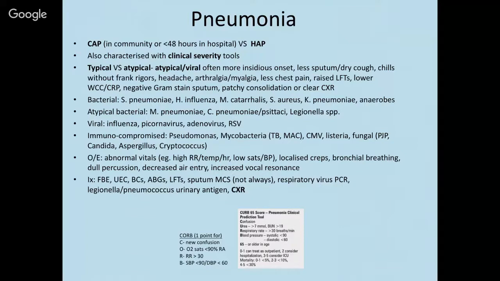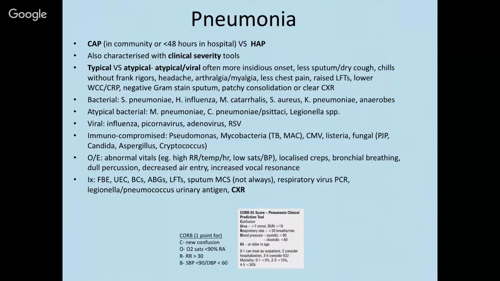CURB-65 is more used to decide whether they need to come into hospital. So that's very similar. It's got confusion, urea, although you wouldn't stop to check their urea before you see how severe they are, but after initial bloods you get that back. Respiratory rate, blood pressure, and older than 65. So 0 to 1, you can keep them outside the hospital. 2, hospitalize them. 3 to 5 might need ICU.